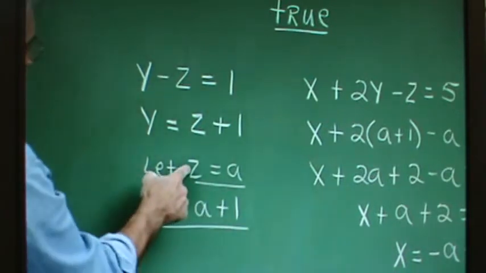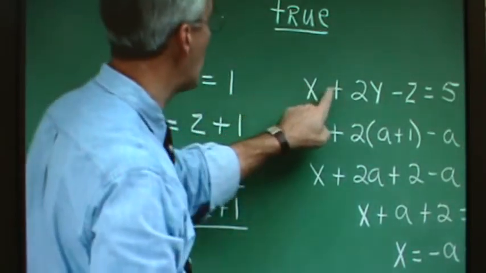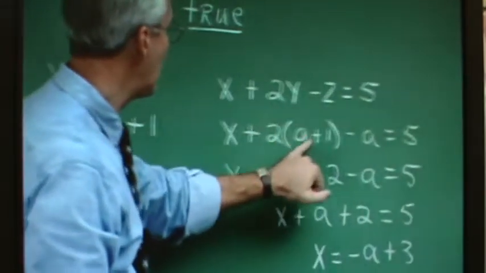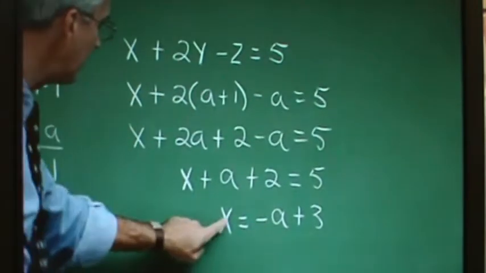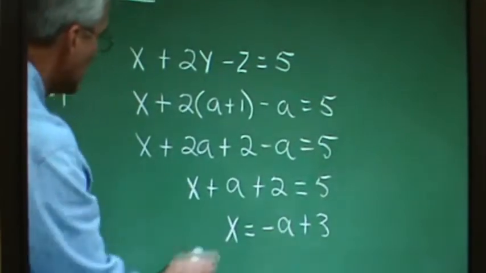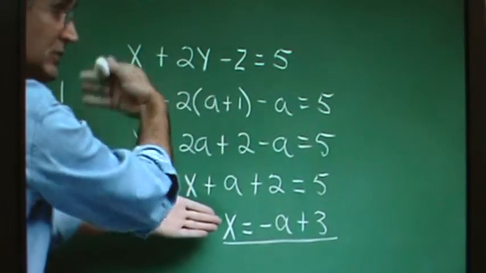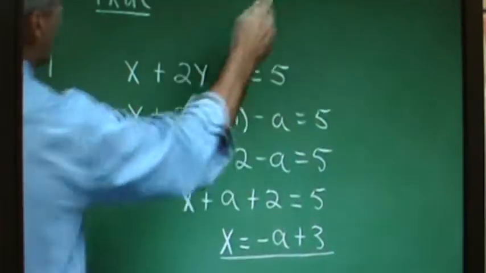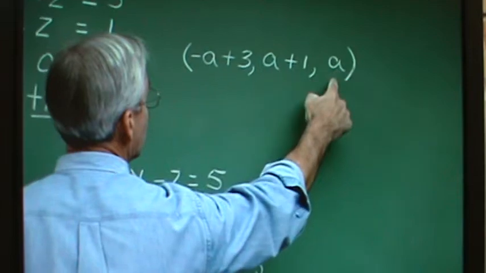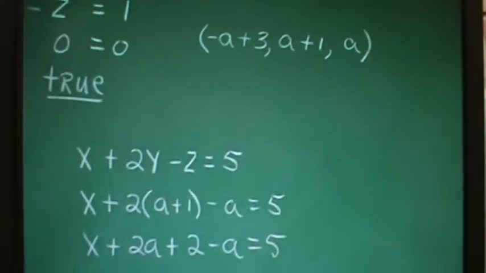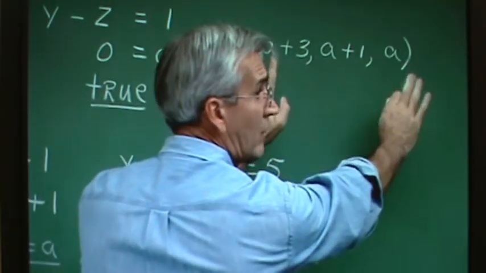Since we have a value for z and for y, we can find the value of x by using the top equation. Y is a plus 1, z is a. We solve this, and we find x to be minus a plus 3. So if x is this, then we have this ordered triplet x, y, z. A way to represent it: minus a plus 3 for the x, y is a plus 1, and z is simply a.